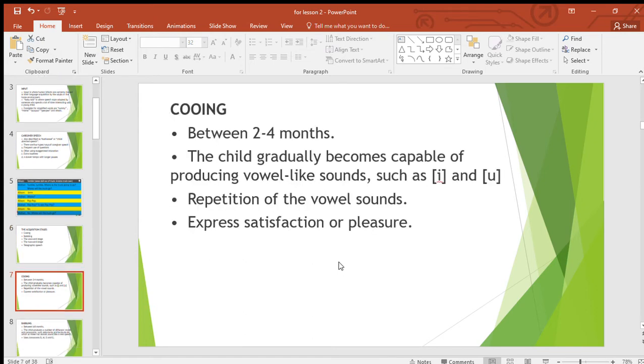First stage, between 2 to 4 months: the cooing. The child gradually becomes capable of producing vowel-like sounds such as I and U sounds. Repetition of the vowel sounds usually expresses satisfaction or pleasure. Usually between 2 to 4 months, the babies are able to create sounds only, but it is their first step in acquiring language.